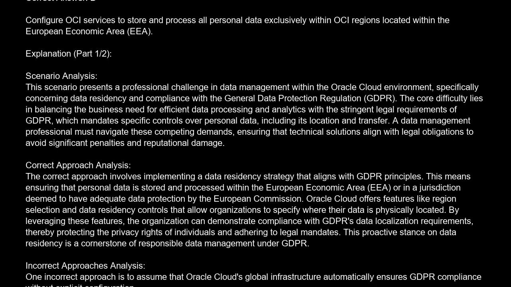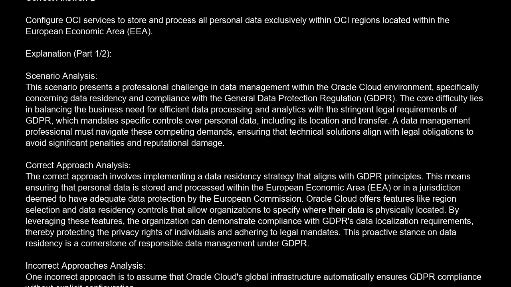Oracle Cloud offers features like region selection and data residency controls that allow organizations to specify where their data is physically located. By leveraging these features, the organization can demonstrate compliance with GDPR data localization requirements, thereby protecting the privacy rights of individuals and adhering to legal mandates. This proactive stance on data residency is a cornerstone of responsible data management under GDPR.